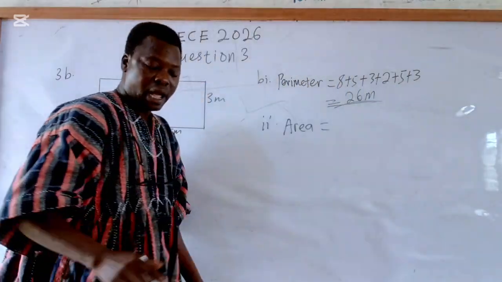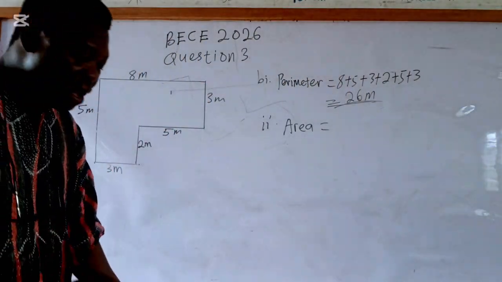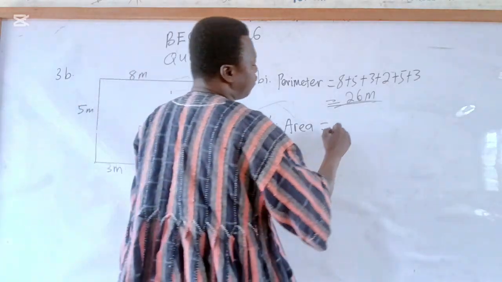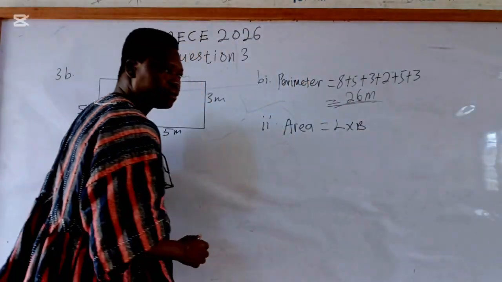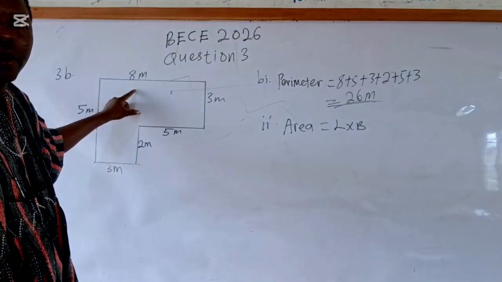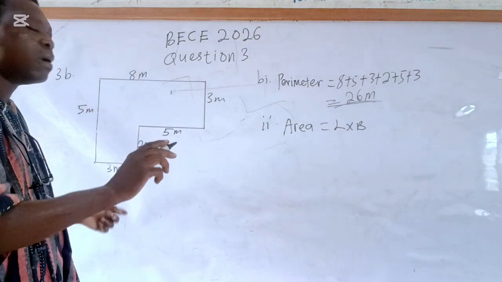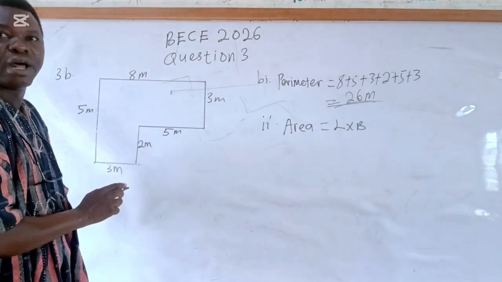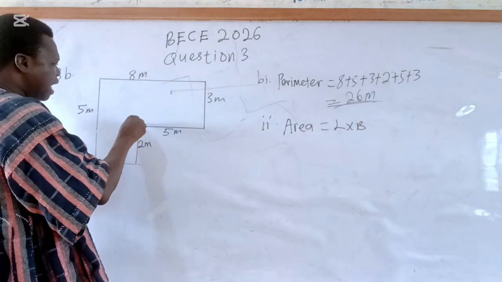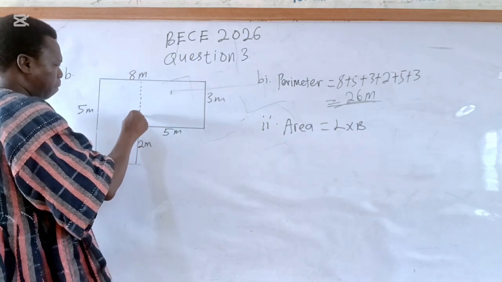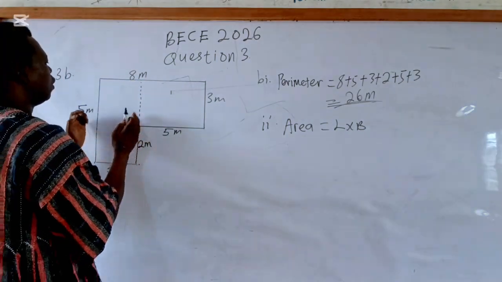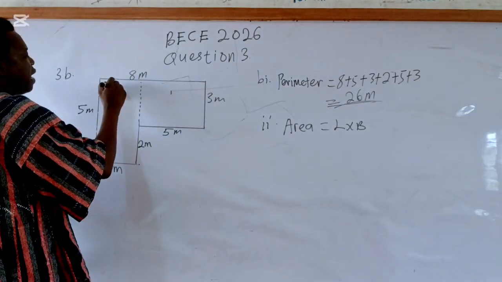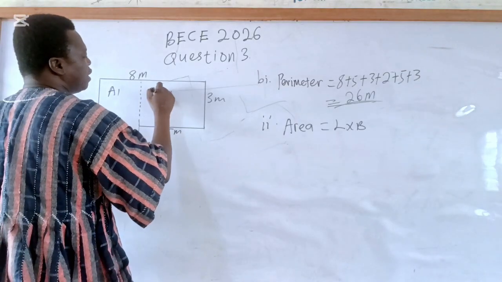Area. If you are finding the area of any rectangle, it is always length times breadth. Now looking at this figure, we need to manipulate it in a way to look like a rectangle. And here, there are two ways I can do that. If I extend this line, the whole of here is looking like a rectangle. This place is also looking like a rectangle. So I name this as area 1 and name this as area 2.